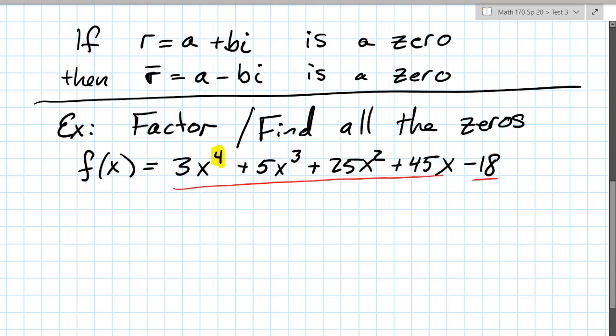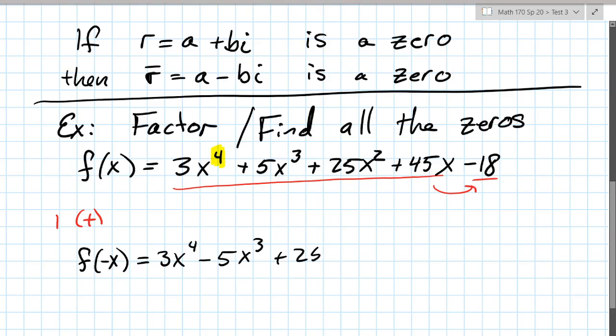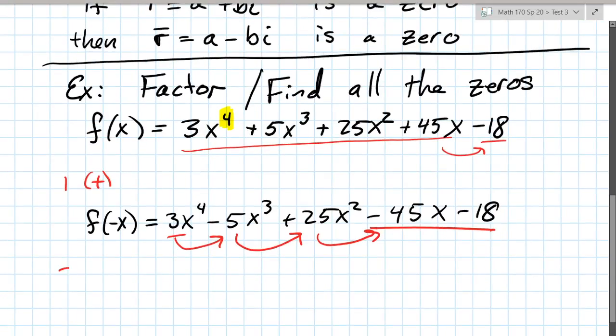These are all positive, and that one's negative, so there's one sign change there, meaning we have 1 positive zero. Replacing x with a negative x and changing the signs of all of the odd exponents, we end up with this. And looking for sign changes, we go positive to negative to positive to negative, and then that stays negative. So there are 3 or 1 negative real zeros.